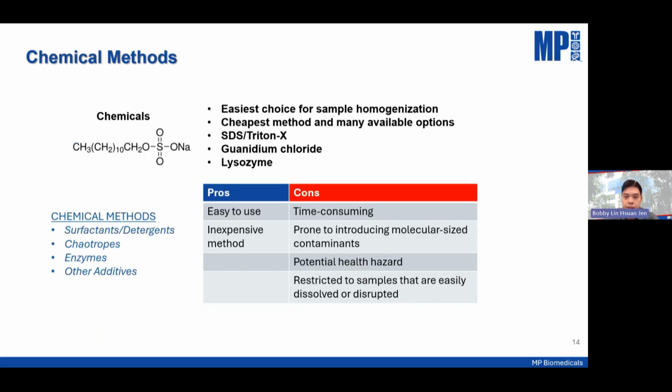Some of the key benefits, pros and cons for different types of methods. With the chemical method, essentially it's the easiest way, and it's also very inexpensive, but it comes with a lot of downsides, such as being very time consuming and also prone to introducing molecular-sized contaminants. And sometimes in the lab, breathing in too many chemicals will cause a potential health hazard. Lastly, it's restricted to samples that are easily dissolved or disrupted. So in summary, there are a lot of limitations for this method.